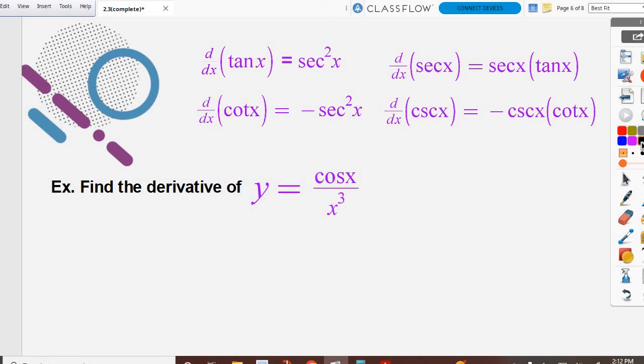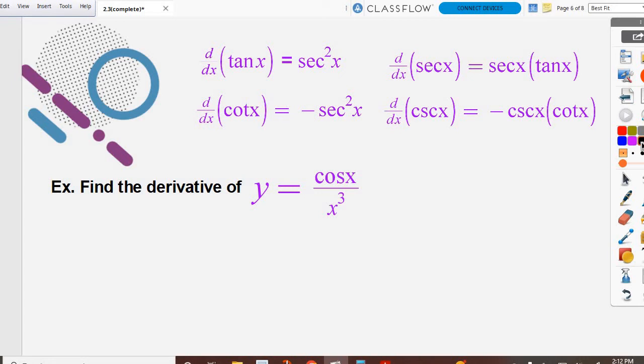Because what could I technically do? I could always rewrite my other ones as the reciprocal of the other ones. So technically we can get away with not memorizing these, but you have to memorize that. The derivative of sine is cosine. The derivative of cosine is negative sine.